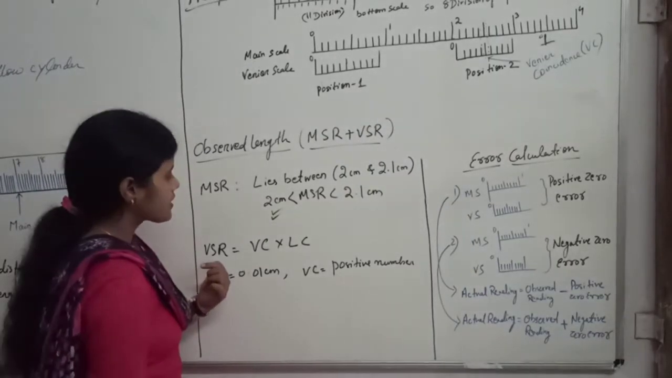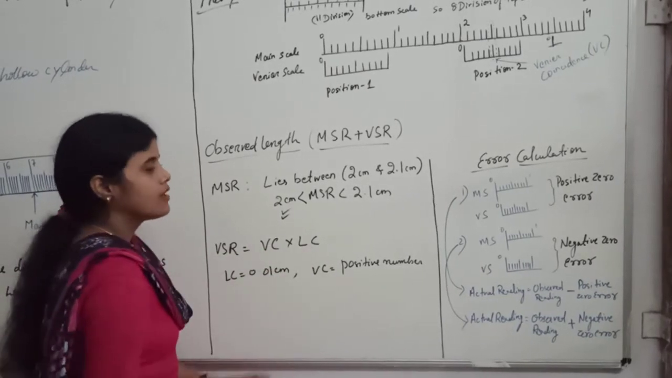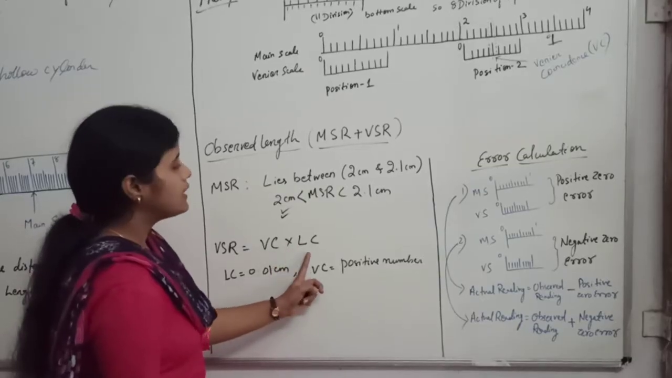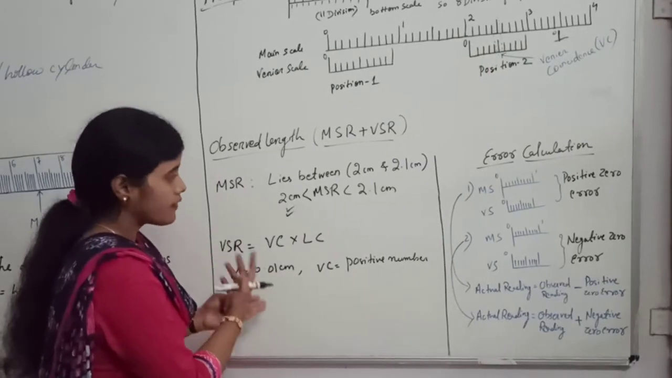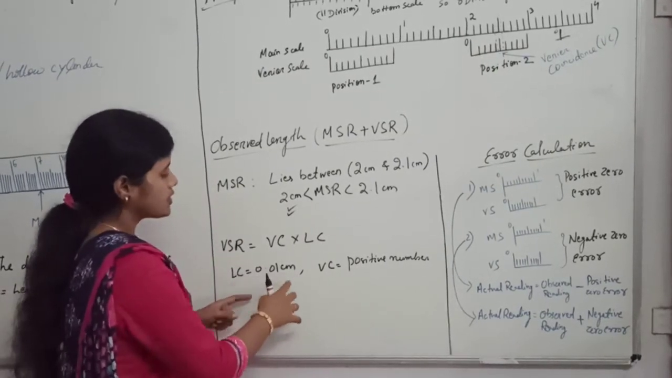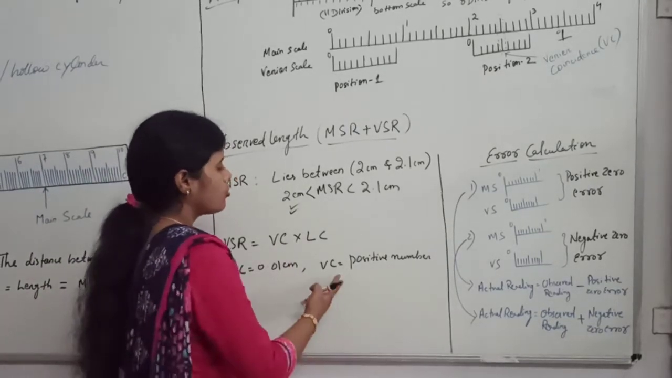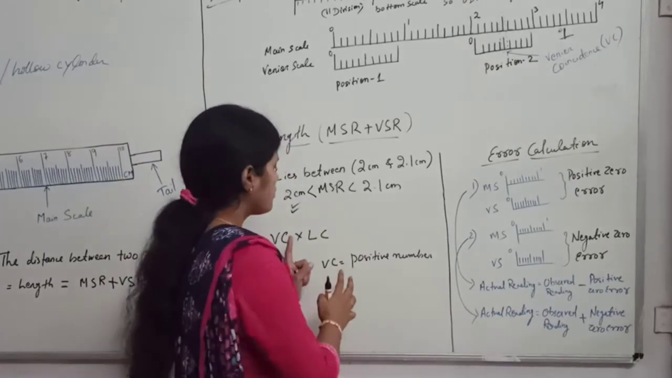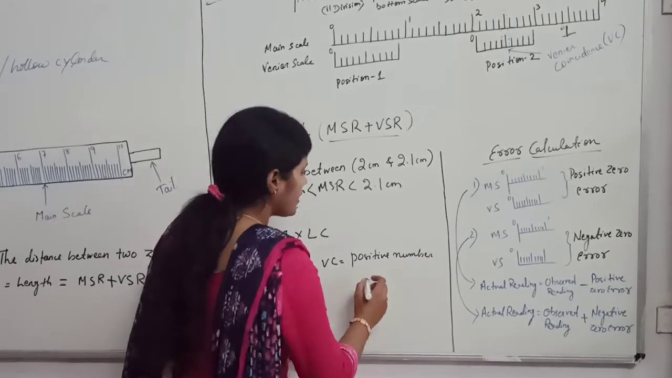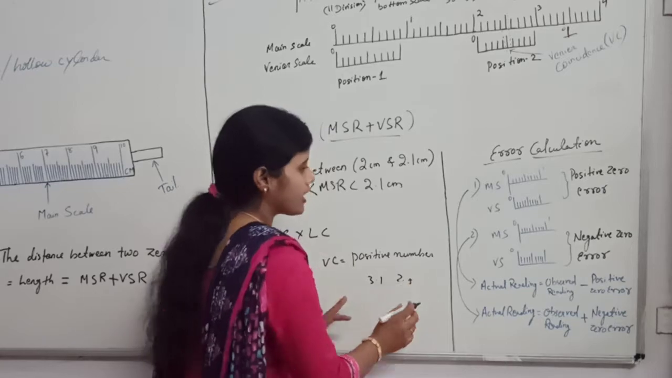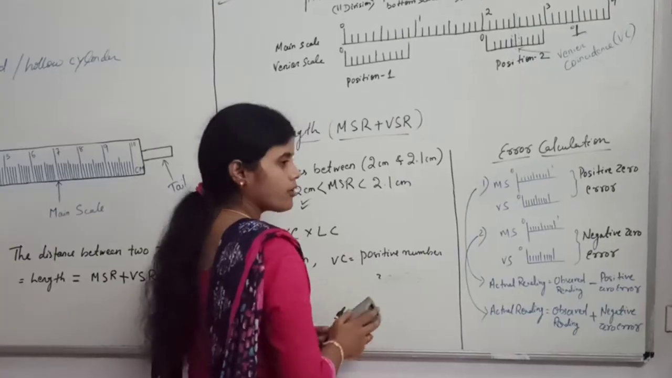So now come to the vernier scale reading. The formula is VC into LC, vernier coincidence into least count. We already found the value of least count for the given instrument, that is 0.01 centimeter. Now we have to find the vernier coincidence. You always remember that the value of the vernier coincidence is always a positive number. It is not like 2.3, 3.1 or 2.5, not like that. It will always be a number between 0 to 10, a positive number. Okay.